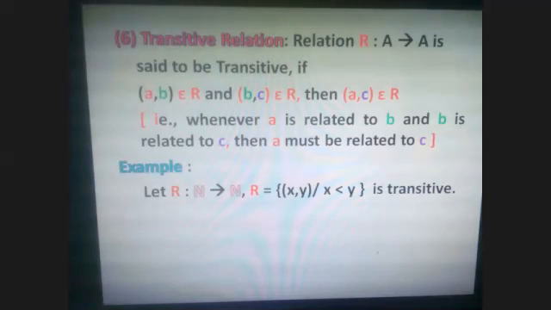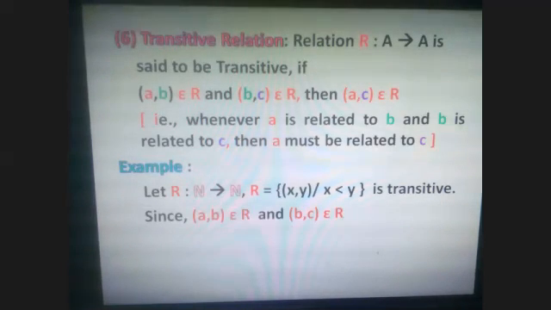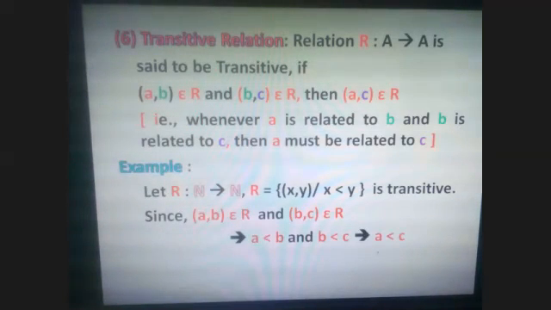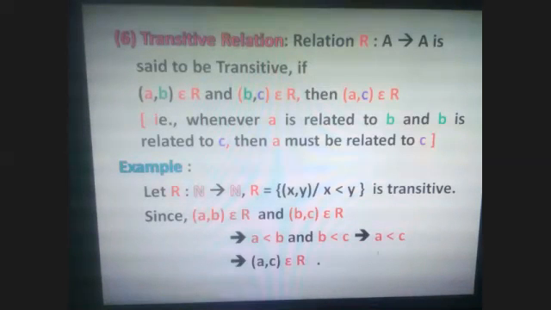Take a simple example. A relation R from N to N in the set of natural numbers, R equal to the set of (x, y) such that x is less than y. It is a transitive relation. Why? Because if (A, B) is a member of R and (B, C) is a member of R, that means A is less than B and B is less than C. Naturally, A is less than C. When A is less than C, that means (A, C) is a member of R.